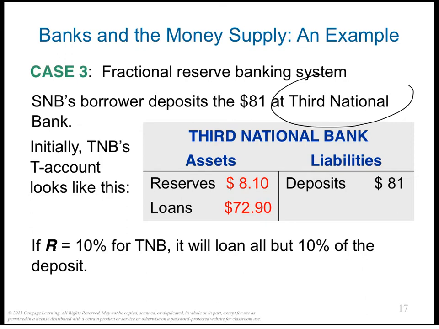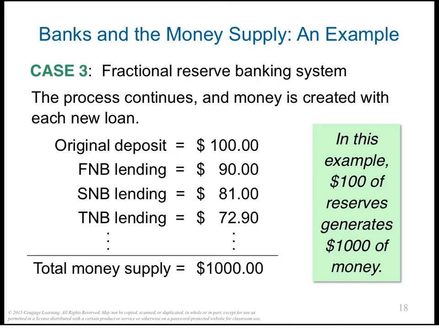So the process can go on like this because it's not going to just stop here. When you spend the money that you get as a loan, it will be someone's deposit in some other bank, and some other bank will loan some amount to the outside again to get some profit. So here is the process. The process continues and money is created with each new loan.